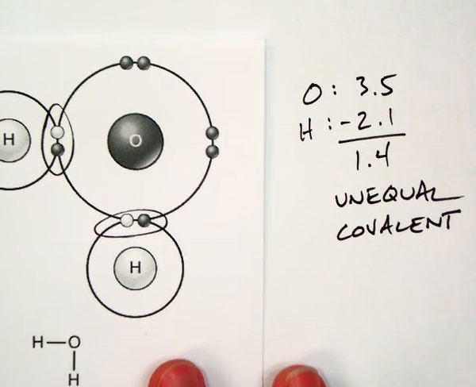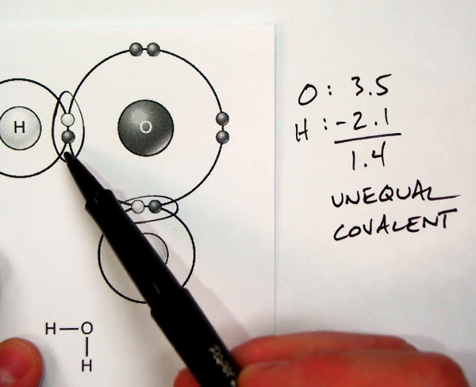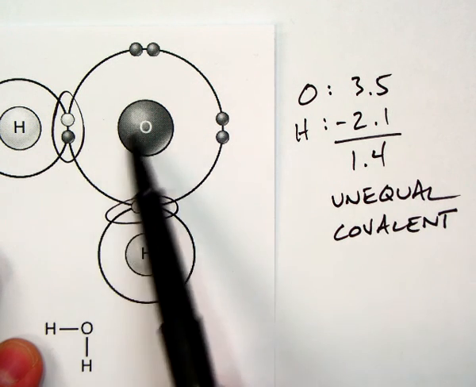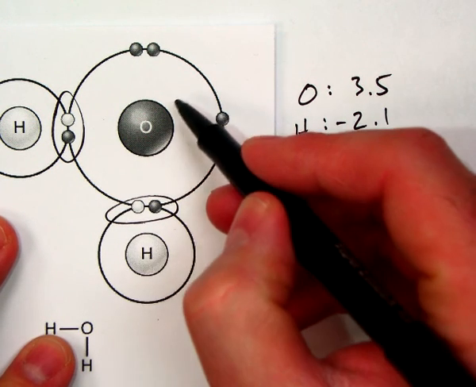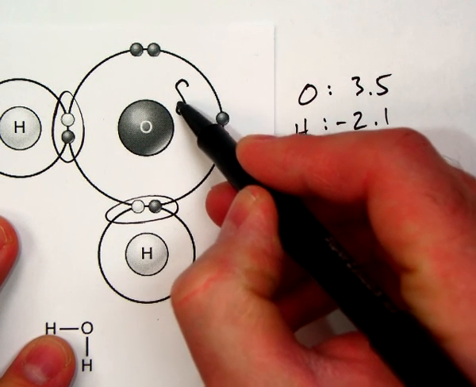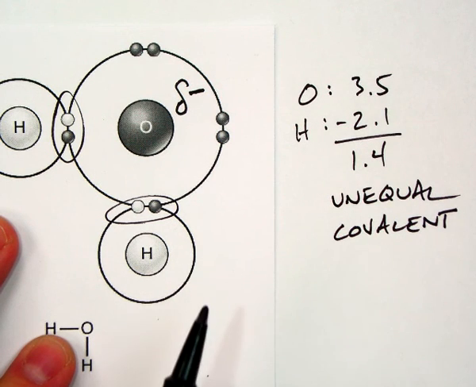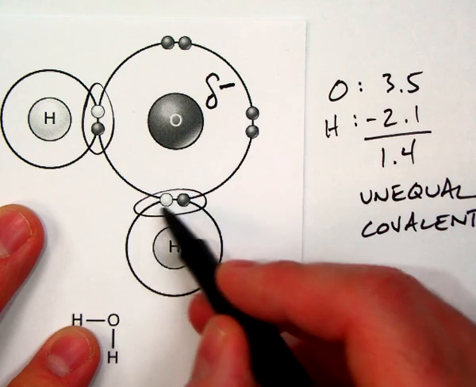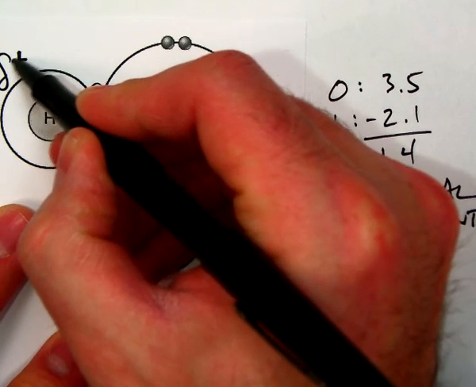So what does that mean? It means that these electrons are being shared unequally. Since oxygen has the greater electronegativity, it's going to have these electrons more of the time. And so what we do for oxygen is draw this partial symbol and give it a negative. So oxygen has a partial negative charge to it. And hydrogen, since it has these electrons less of the time, we give it a partial positive character.